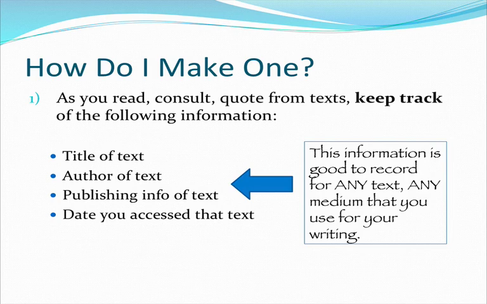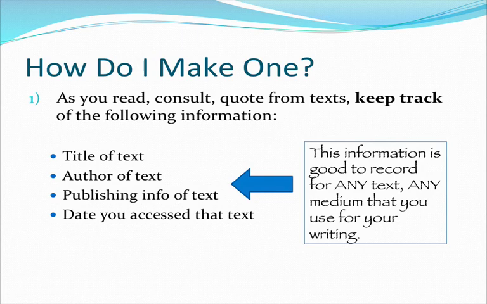Who wrote it? How is it published? Where was it published? From whom was it published? And then the date that you accessed that text. So regardless of what medium you are looking at, whether it's a good old-fashioned book, an encyclopedia, a magazine, or the online versions of any of these, we always need to keep track of what's this thing called, who wrote it, where and when was it published, and when did we actually access it for our research.